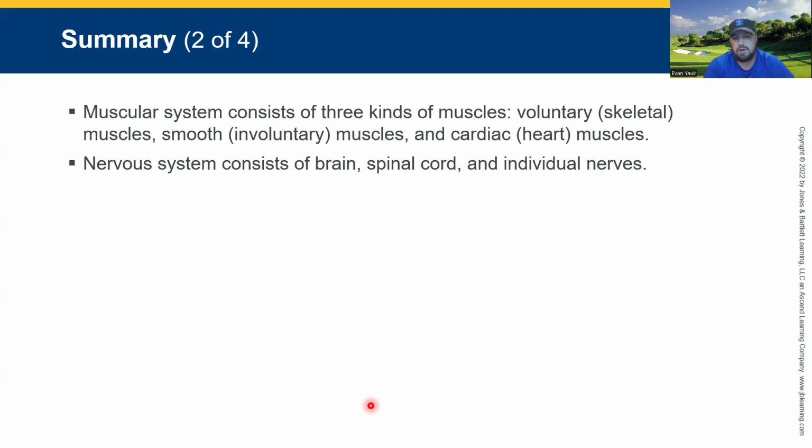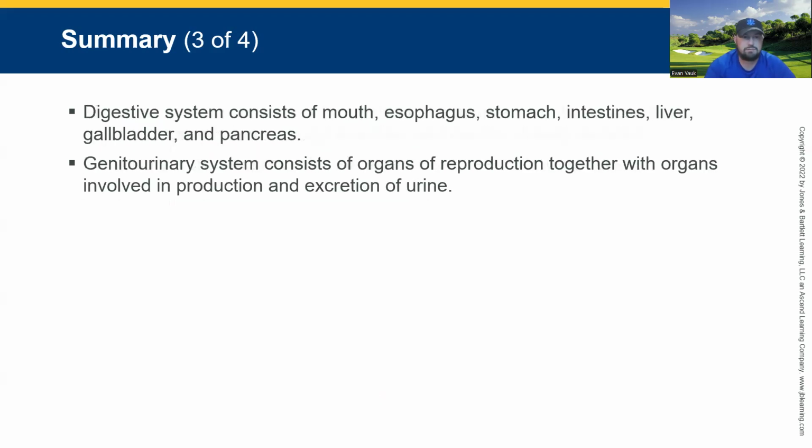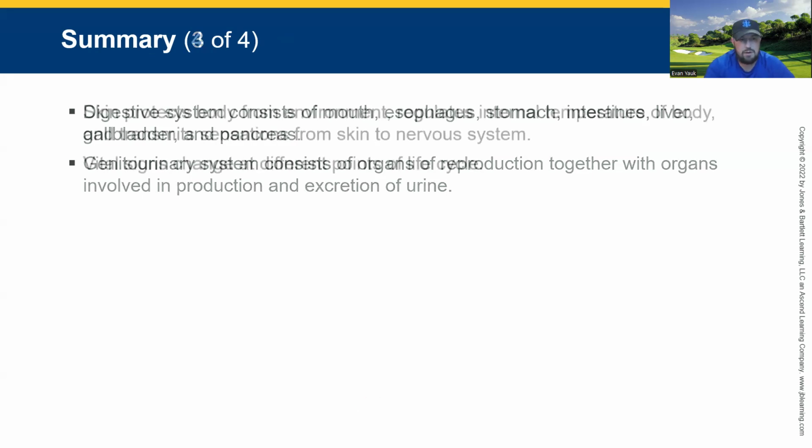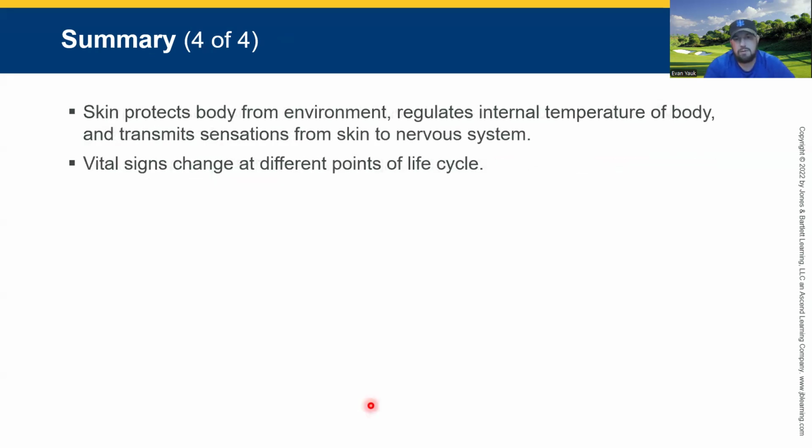Nervous system consists of your brain, spinal cord, and individual nerves. Your digestive system consists of your mouth, esophagus, stomach, intestines, liver, gallbladder, and pancreas. Endocrine system consists of organs of reproduction, together with organs involved in production and excretion of urine. And skin protects the body from the environment, regulates internal temperature of the body, and transmits sensations of skin and nervous system. Vital signs change at different points of the life cycle.